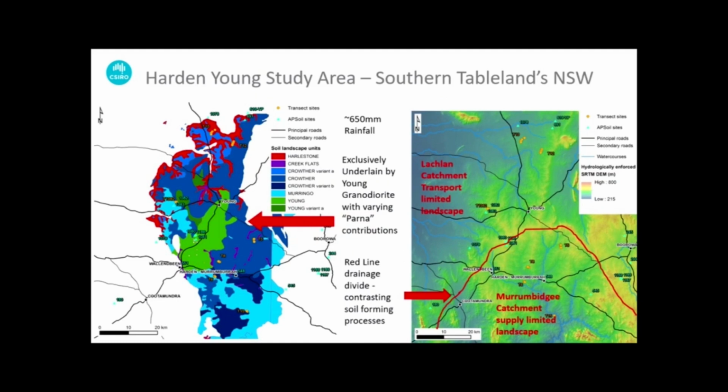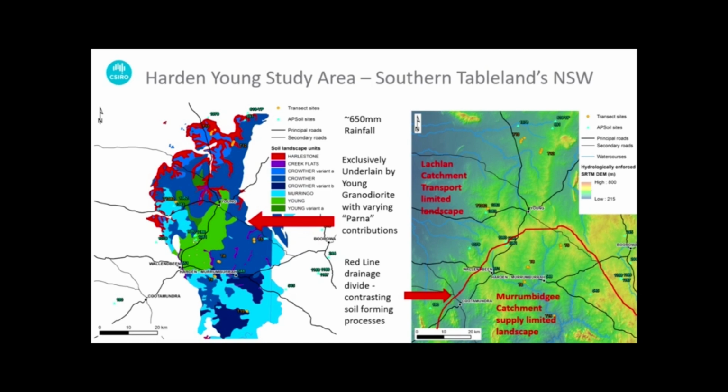So our Hard and Young study area is the area you can see with this colourful map here on the left. We're in the southern tablelands of New South Wales, about 650 mil rainfall zone. The whole area was underlain by the same parent material, and that was important because we wanted to try and limit some of the soil forming factors that go into variability of soil materials.